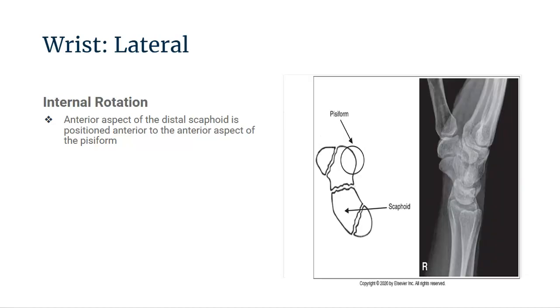On the other hand, if the anterior aspect of the distal scaphoid is positioned anterior to the pisiform, then the wrist is in internal rotation. By paying attention to these relationships of the pisiform and scaphoid, you can quickly identify those rotational errors and make the necessary changes to achieve that true lateral projection.